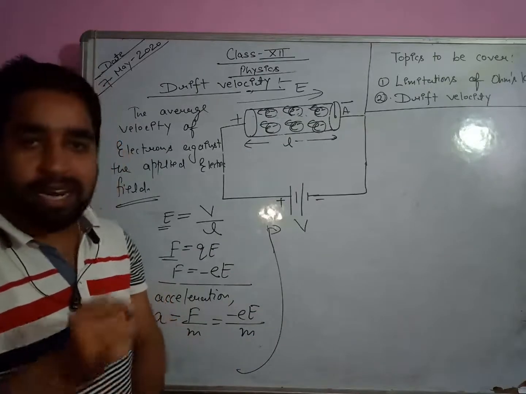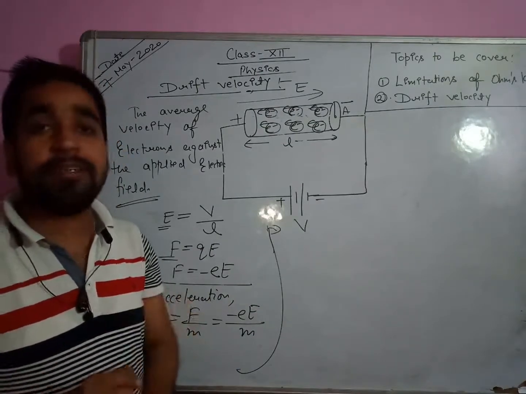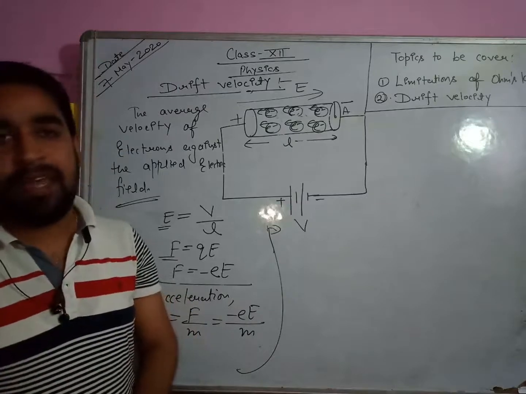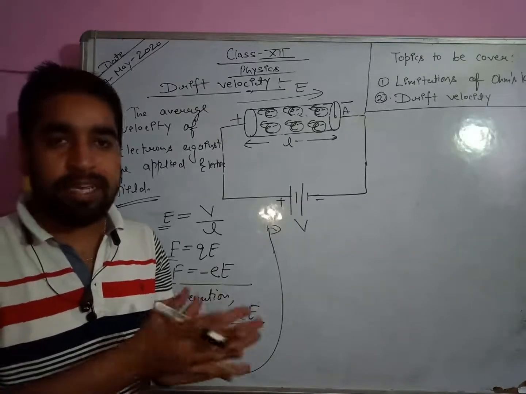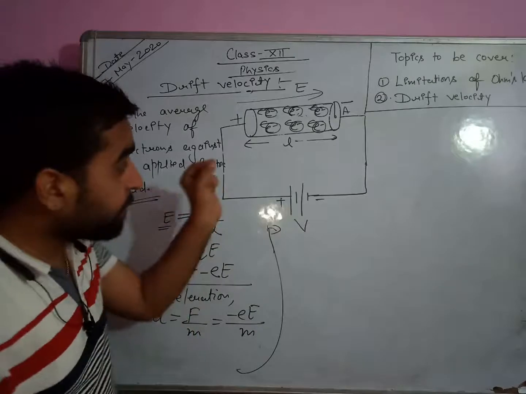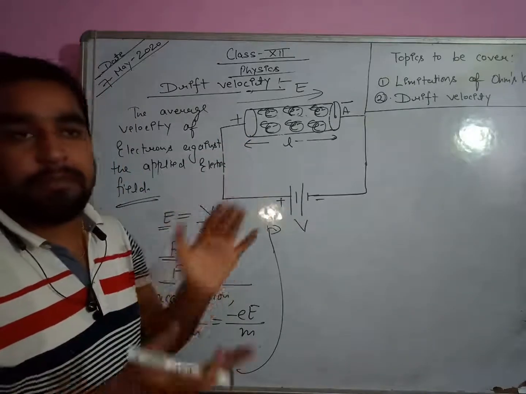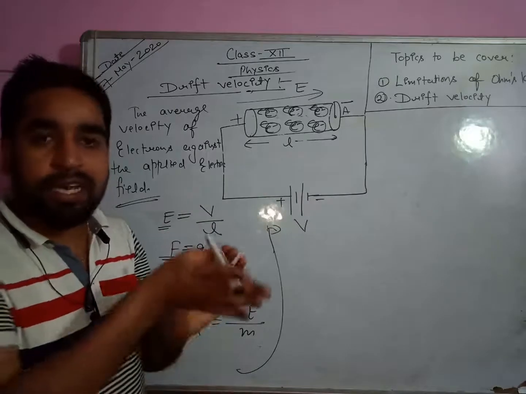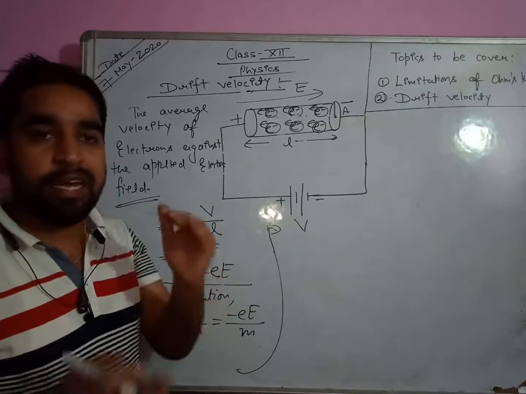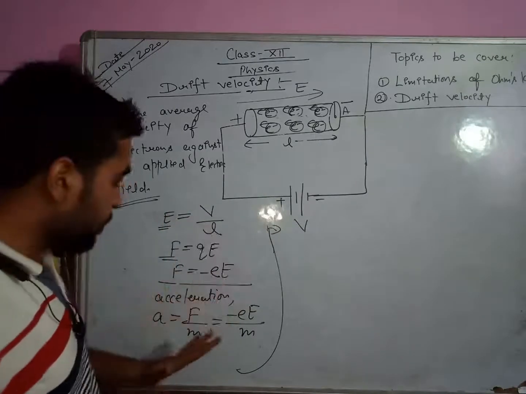Now, the word relaxation is not very similar to its usual meaning. Relaxation means taking rest, but here relaxation time is the duration when the electron is actually traveling. During the relaxation time the electron travels, until the electrons collide with each other. So that is relaxation time.